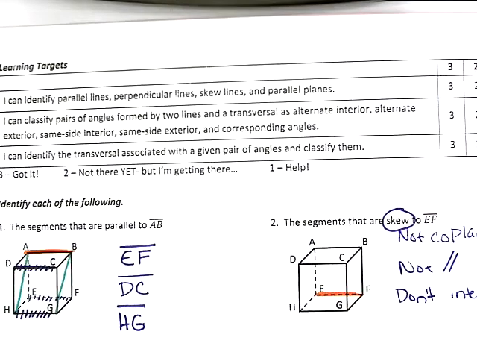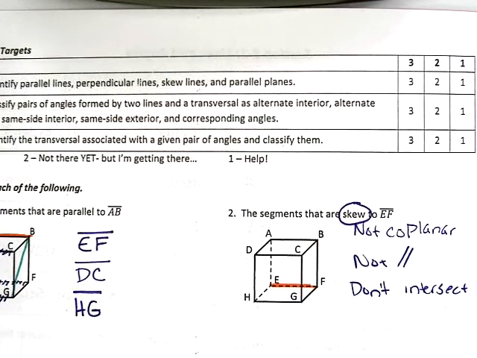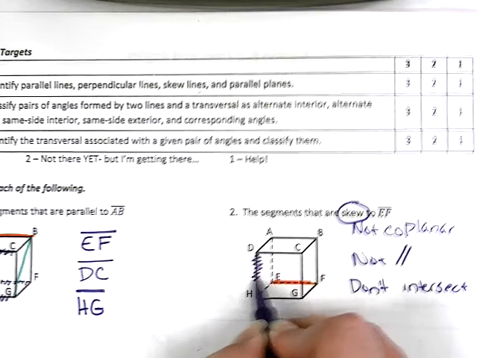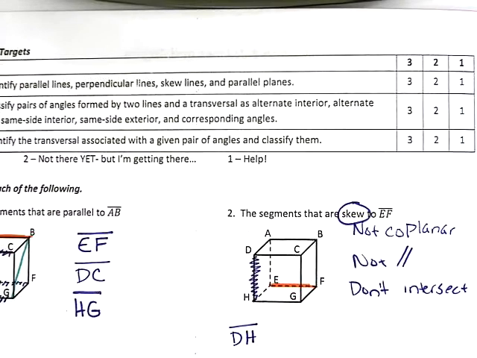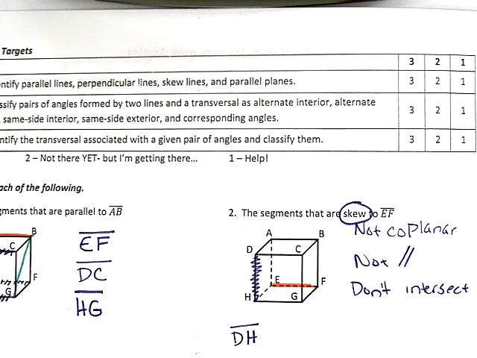So when we look at this picture, we have to figure out what's not coplanar, what's not parallel, and what doesn't intersect. The first one that I always look at is DH. So DH would be skew to EF. See how the purple and the orange are going different directions, so they're obviously not parallel. And they don't touch each other because DH is on the front of the box and EF is at the back of the box, so they're obviously not intersecting. And they're also not coplanar, right? EF is part of the back and the bottom. DH is part of the front and the side. So they're definitely not coplanar, parallel, or intersecting lines.